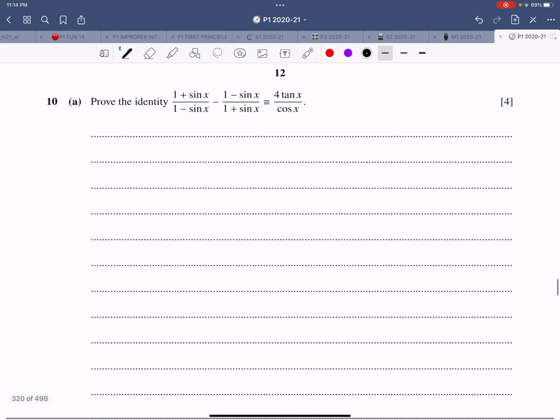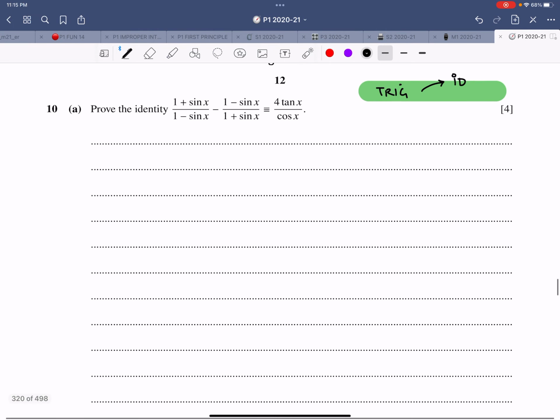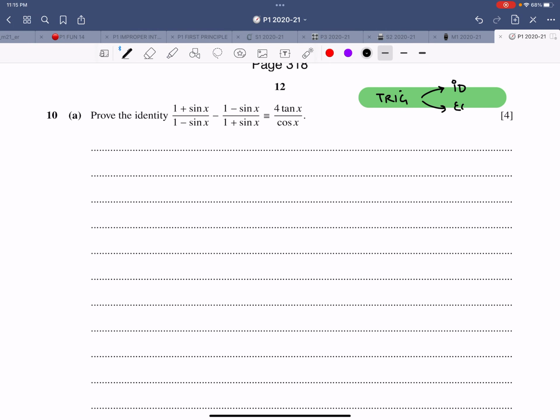Question number 10, that is a question of trigonometry. So the first part is trig identity. So there is a trig ID, and naturally the other part has to be an equation. So this is trig ID and this is a related equation. Now the question says, prove that the identity 1 plus sine, 1 minus sine, and so on, whatever that is.